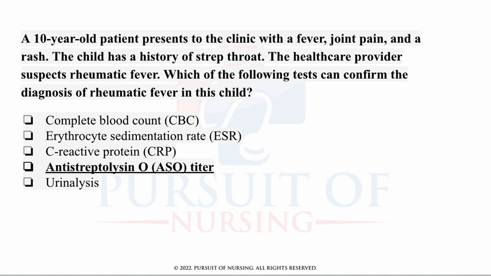All right, the correct answer is antistreptolysin O titer. So rheumatic fever is a complication of untreated or inadequately treated strep throat, which is usually caused by group A streptococcus. A diagnosis of rheumatic fever is based on the Jones criteria, which includes the presence of clinical manifestations, including fever, joint pain, rash, and the evidence of the preceding streptococcal infection. An elevated antistreptolysin titer is a laboratory test that can confirm the diagnosis of rheumatic fever. So the titer measures the level of antibodies produced by the immune system in response to strep infection.